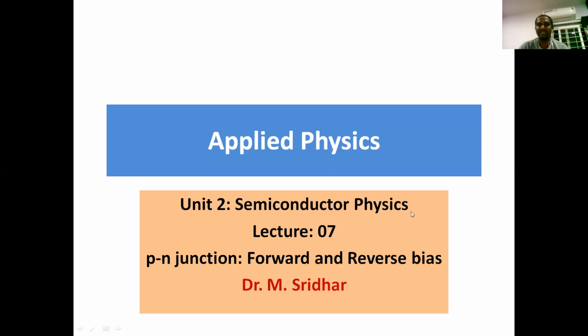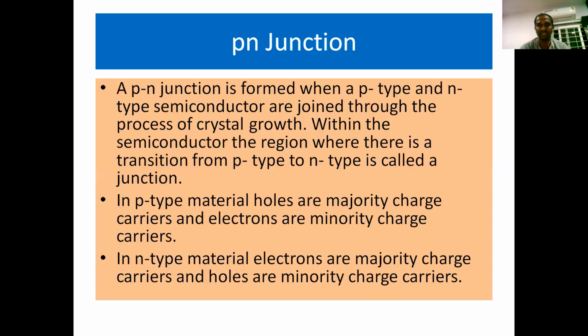Welcome back to Applied Physics Lecture Series, Unit 2 Semiconductor Physics, Lecture 7: Formation of PN junction diode and the operation of PN junction under forward and reverse bias conditions. So what is this PN junction?